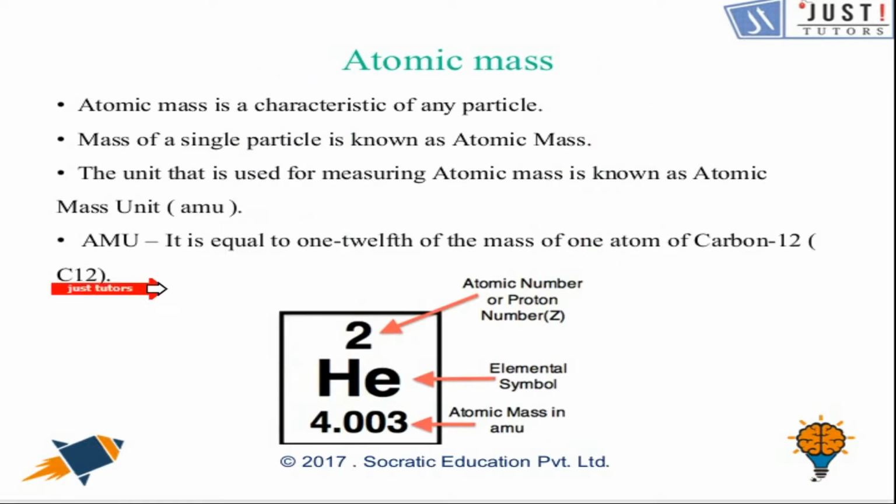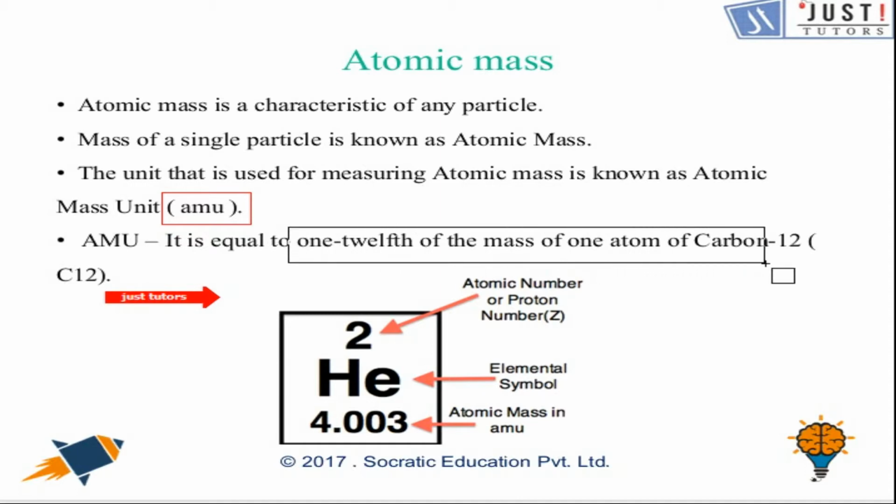Proceeding further, this slide talks about atomic masses. That's a really important topic. Atomic mass is the characteristic of any particle. Mass of a single particle is termed as atomic mass. The unit that is used for measuring atomic mass is atomic mass unit, or in short AMU. AMU is equal to 1/12 the mass of one atom of carbon. So it's 1/12 of the mass of one atom of carbon.